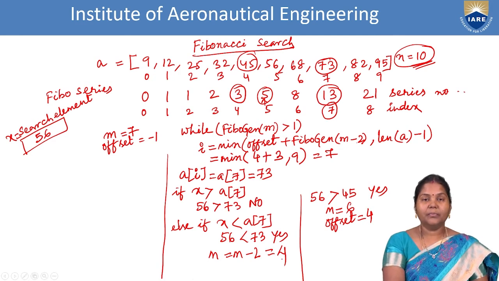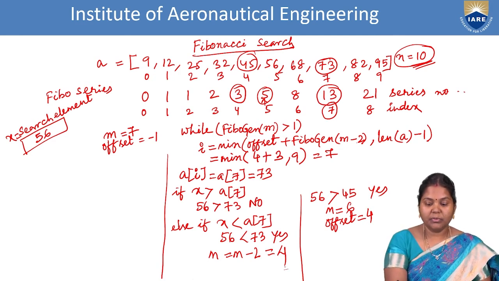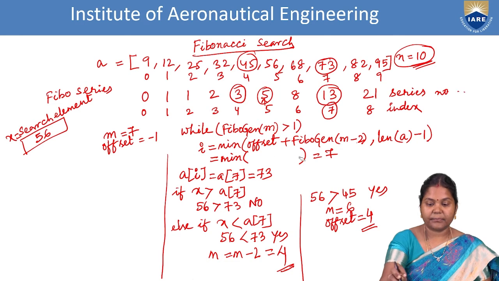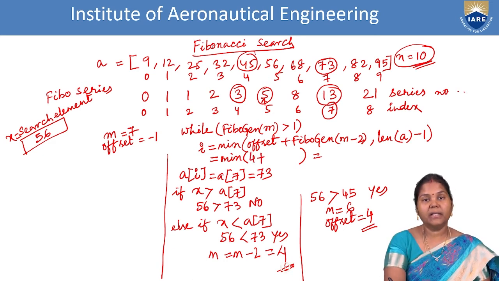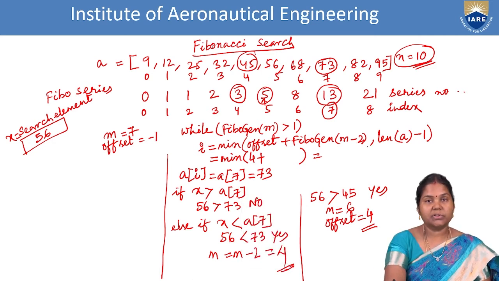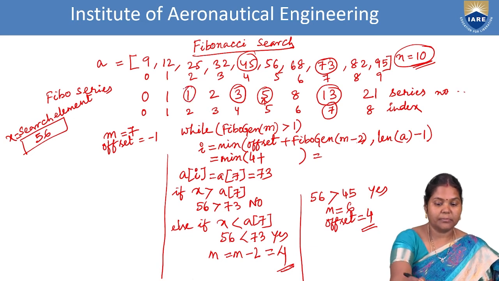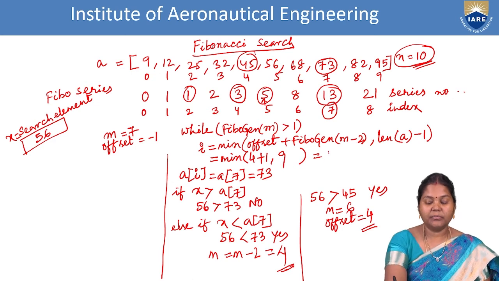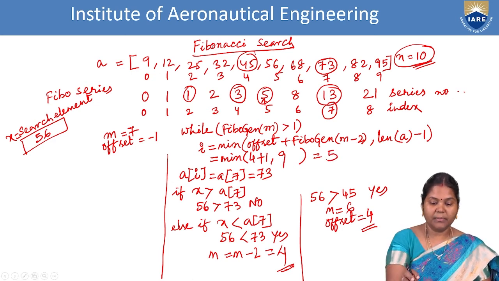Now we have to repeat the process again. We got M is equal to 4, with no change in the offset value, that is 4 only. So we'll again compute the value of I. Offset 4 plus Fibo of M minus 2, which is 4 minus 2 is 2. Fibo generation of 2 is nothing but 1. So it is 4 plus 1, 5, comma 9. So the minimum value is 5. So now repeat this process.